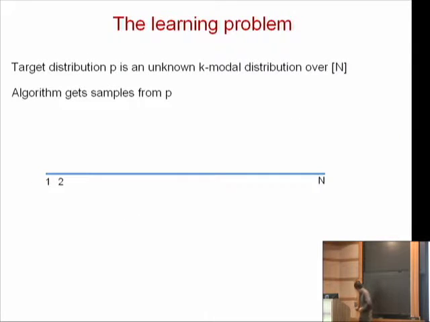OK, so what's the basic kind of learning question that we'll be thinking about? The basic learning question is we want to learn an unknown k-modal distribution. So the target distribution is not known to us. It's a distribution over these endpoints, but we're promised that it's k-modal.